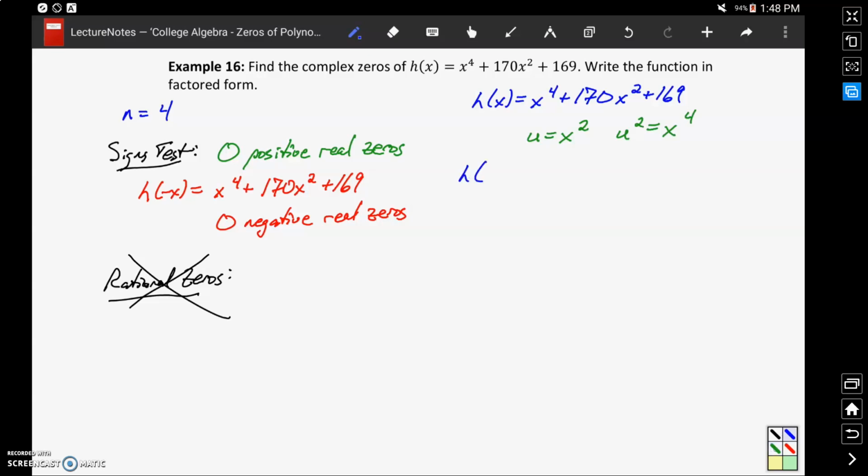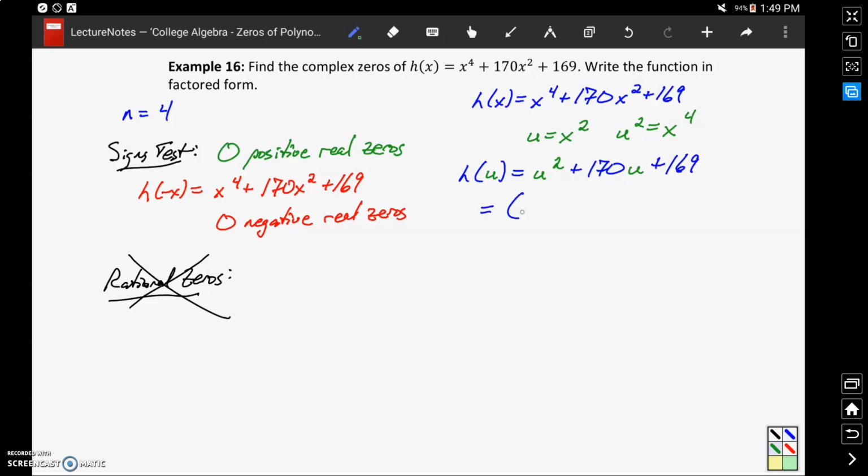So our function will now be in terms of u. So h of u, in place of x to the fourth, will be equal to u squared plus 170u plus 169. What we've done is essentially rewritten an equivalent problem that now looks like a quadratic function, which we can factor using some relatively simple factoring techniques.